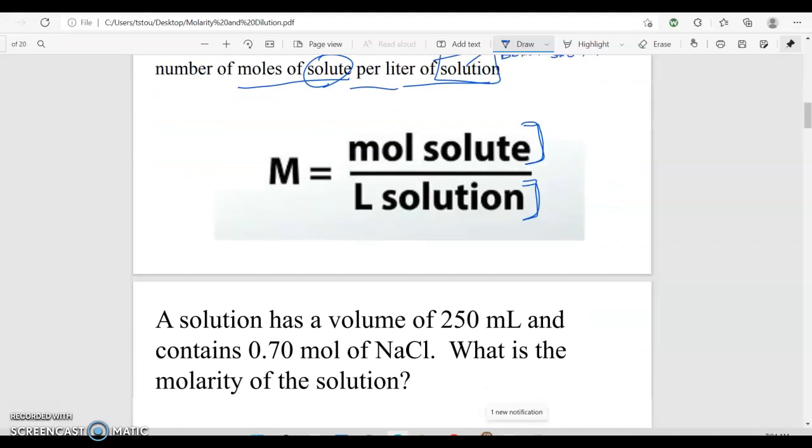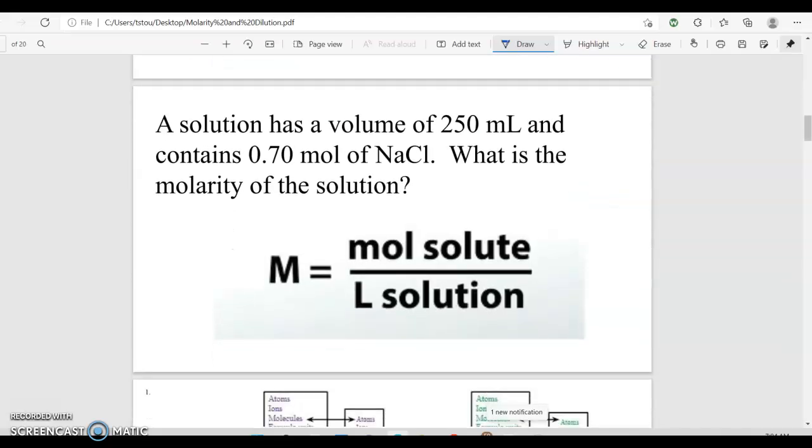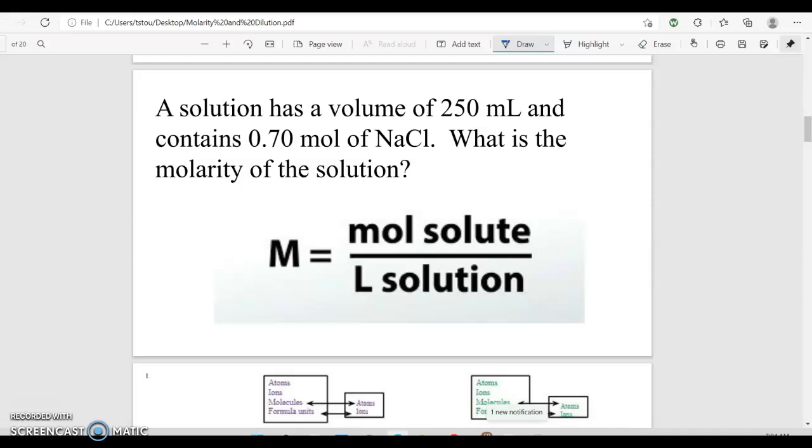So let's use that down here. A solution has a volume of 250 milliliters and contains 0.7 moles of NaCl. What's the molarity of the solution? This is kind of a plug and chug one, I would call it, because I want to use the moles of solute. Solute is the stuff dissolved, NaCl, and it's 0.70. Taking a look at liters of solution.